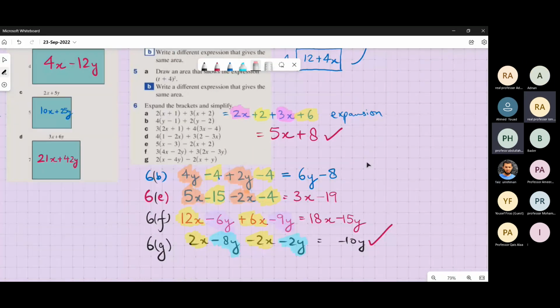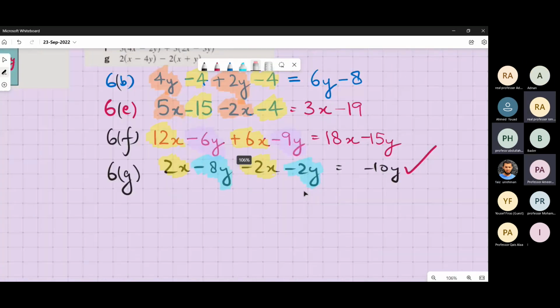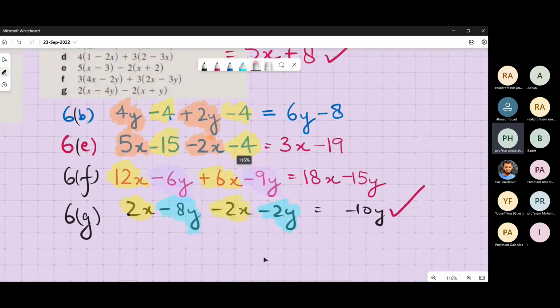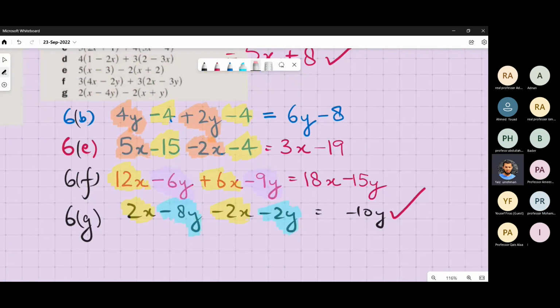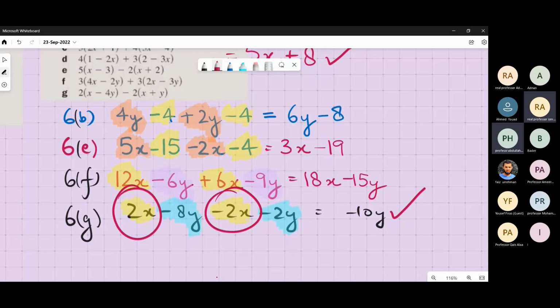Teacher, wait one minute. I don't understand how we get minus in y. Okay, let me explain. Now look again. What is 2x minus 2x? What will you get here? Subtraction, 2 minus 2, 0. Yes, 0x. So there is no x term here.